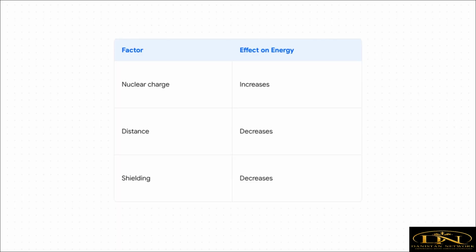So let's quickly review the rap sheet for our 3 suspects. Increased nuclear charge increases the energy required, but increased distance and increased shielding both decrease the ionization energy. Make sure you etch this into your memory, guys. It's an absolute master key for acing your exams.